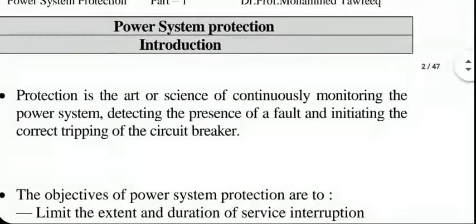Protection, I guess I have told you this already. Protection is the art and science, or art or science, of continuously monitoring the power system, detecting the presence of a fault, and initiating the correct tripping of the circuit breaker or of the protection device.